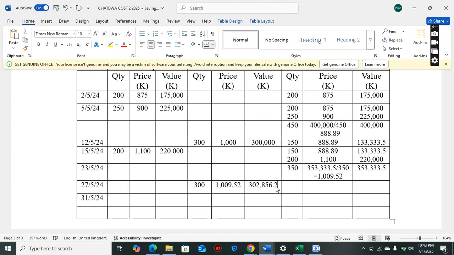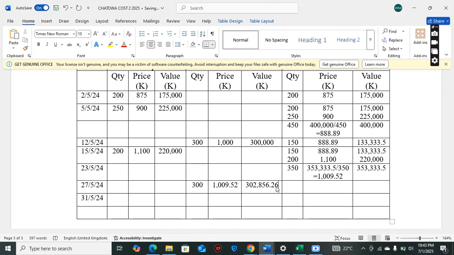Let me confirm also my calculator first. I'm not getting a decimal place though. When I multiply 300 times 1009.52, I'm just getting a flat number.